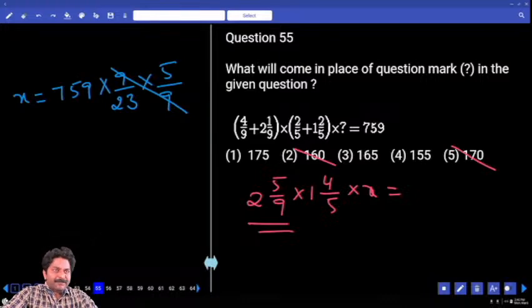I don't want to do simplification. 759, do you see any 3 multiple over there? Fine, at least 11 multiple. Is 759 11 multiple? Yes or no? In the denominator, do you have any 11 multiple? Answer must be 11 multiple. Which option do you see? Final answer. Otherwise, if you see 759 as a 3 multiple, is it a 3 multiple?